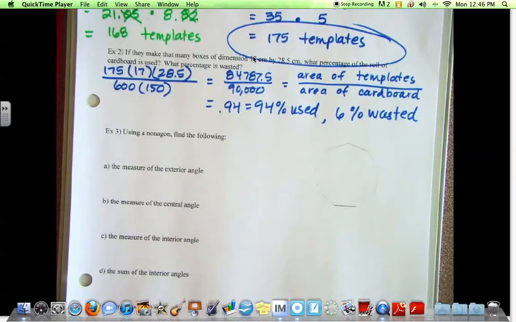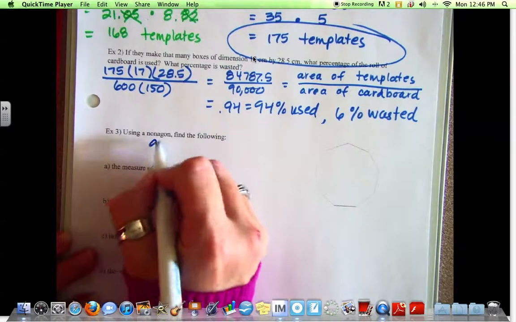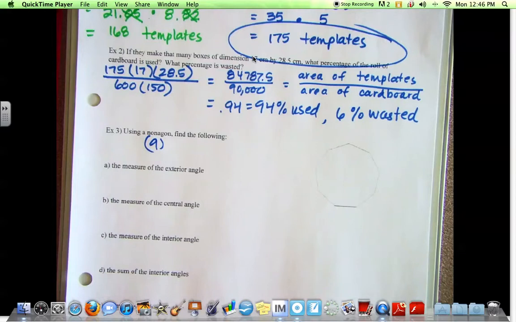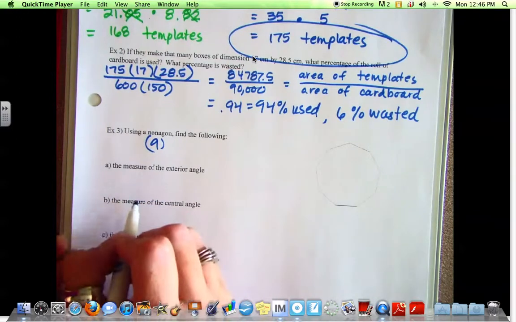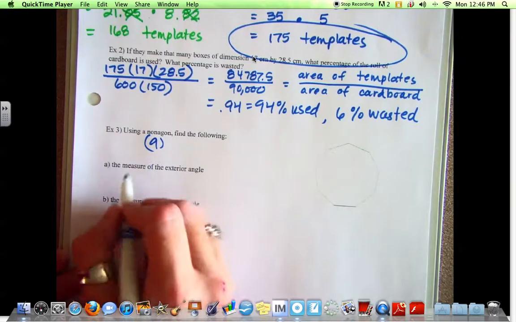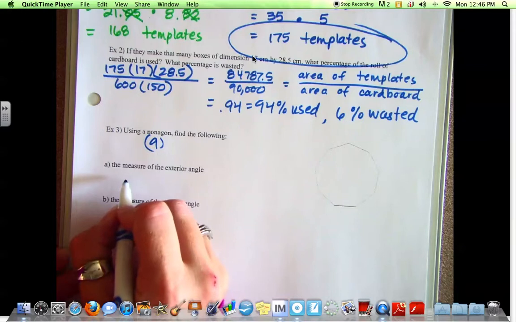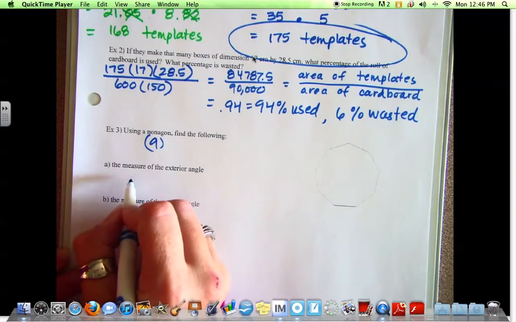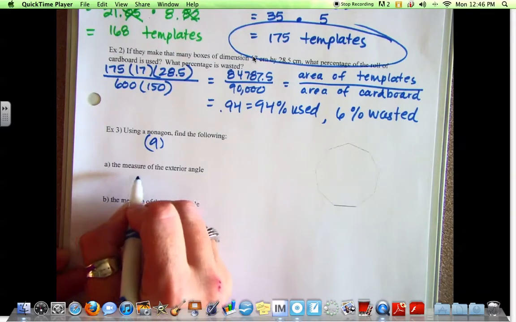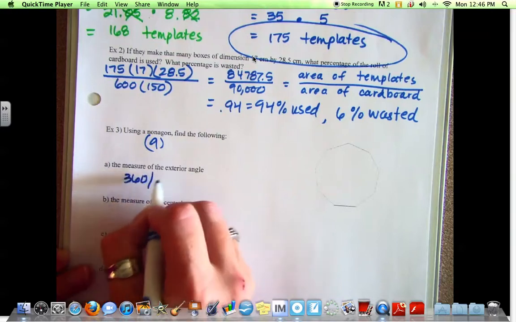All right, using a nonagon, find the following. So a nonagon has how many sides? 9, very good. 9 sides. Find the measure of the exterior angle. So when you walk around the nonagon, how many total degrees? 360. How many exterior angles do we have on a nonagon? 9. So how do we find the exterior angle? 360 divided by 9.